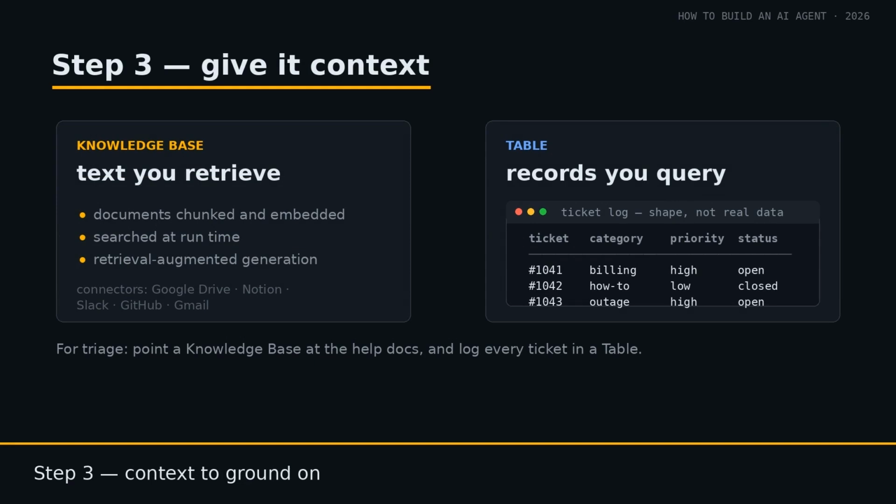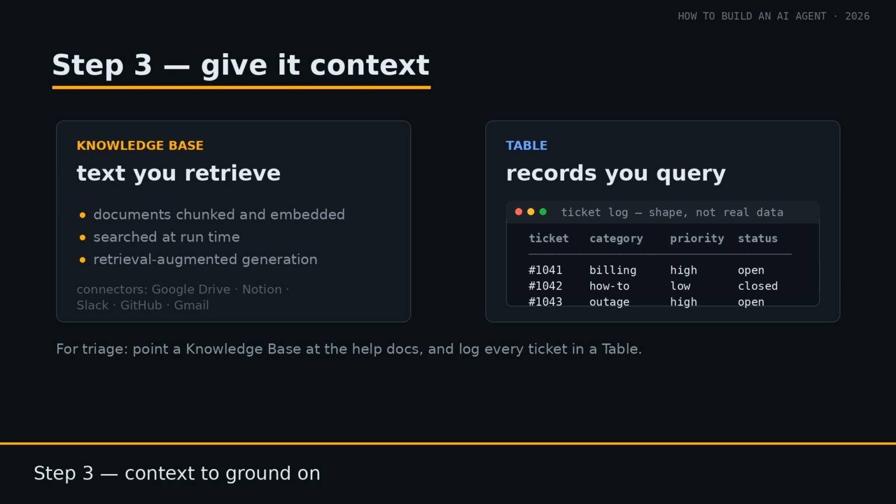An agent with no context is guessing, and there are 2 ways to ground it. A knowledge base is retrieval augmented generation, documents chunked, embedded, and searched at runtime, so the agent retrieves relevant passages instead of relying on what the model memorized. SIM's knowledge bases connect to Google Drive, Notion, Slack, GitHub, and Gmail. For triage, point one at the help documentation so the agent can tell a known issue from a new one.